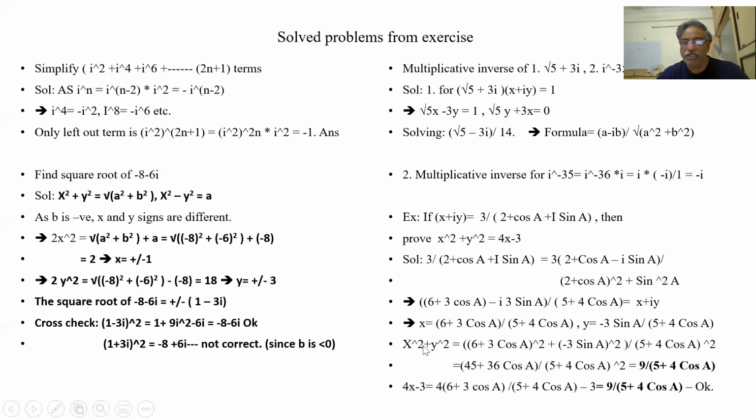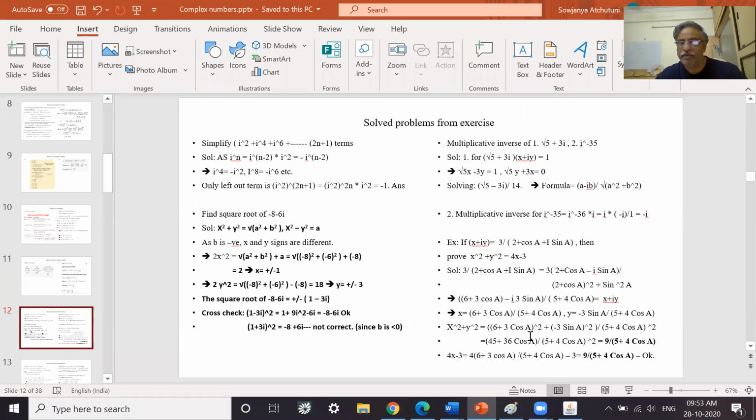So when I put x square plus y square, this whole square plus y square, the denominator remains the same, squared. So I am simplifying this. I am getting 9 by 5 plus 4 cos a. Similarly, when I simplify 4x minus 3 also, I will be getting 9 by 5 plus 4 cos a. Both are the same. So both sides are brought equal, 4x minus 3 is brought to both made equal.